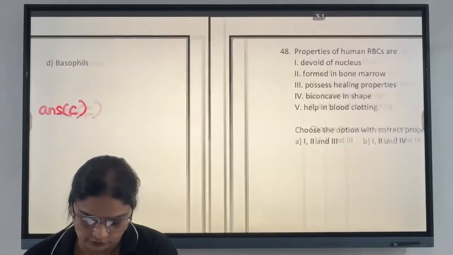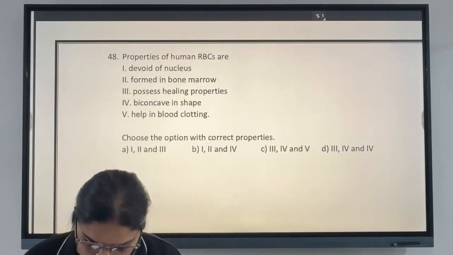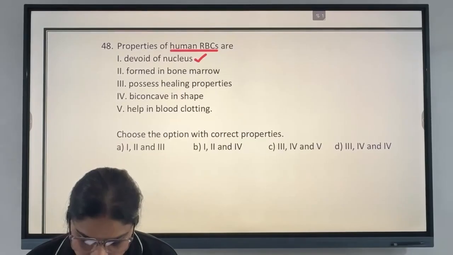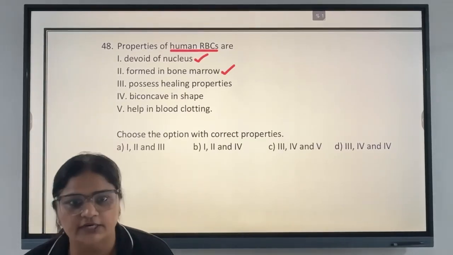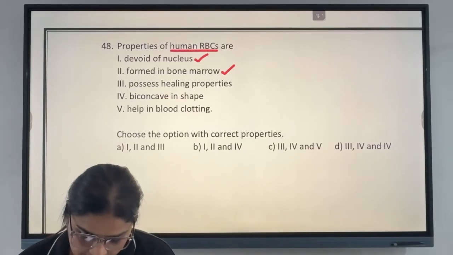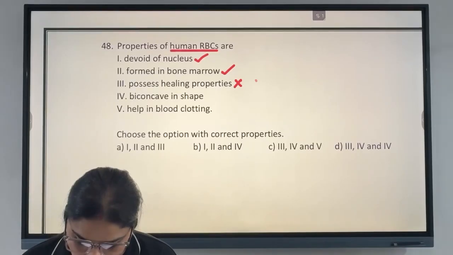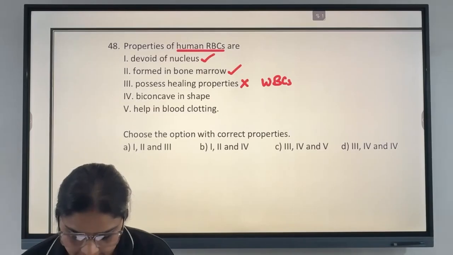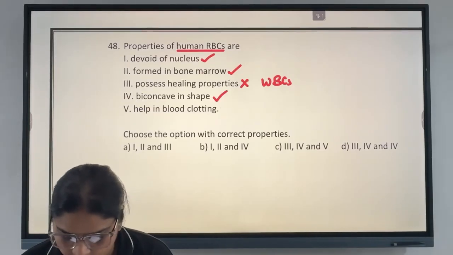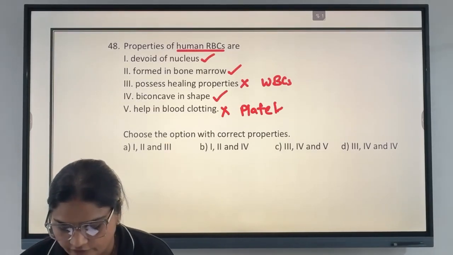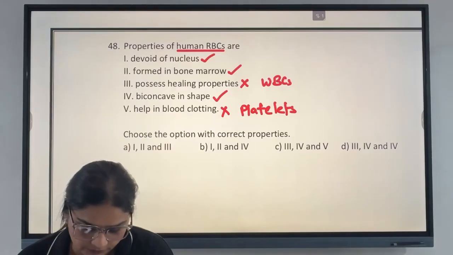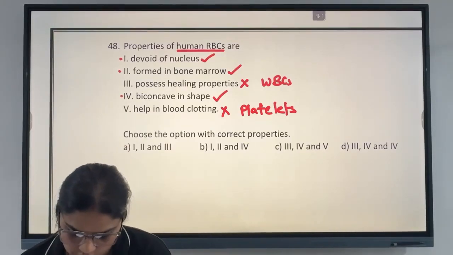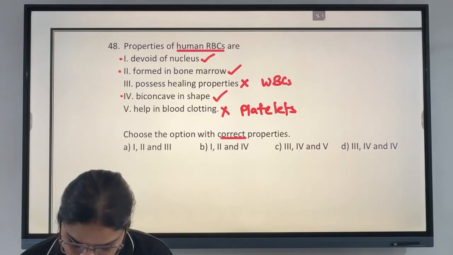Going to the 48th question. Properties of human RBCs are: 1. Devoid of nucleus, correct. 2. Formed in bone marrow, absolutely correct. 3. They possess healing properties, wrong. That is the function of WBCs. They help in healing. 4. Biconcave in shape, correct. 5. Help in blood clotting, wrong. Blood clotting is the function of platelets. So we'll have to look for an option which says 1, 2 and 4 are correct. So the answer is option B.